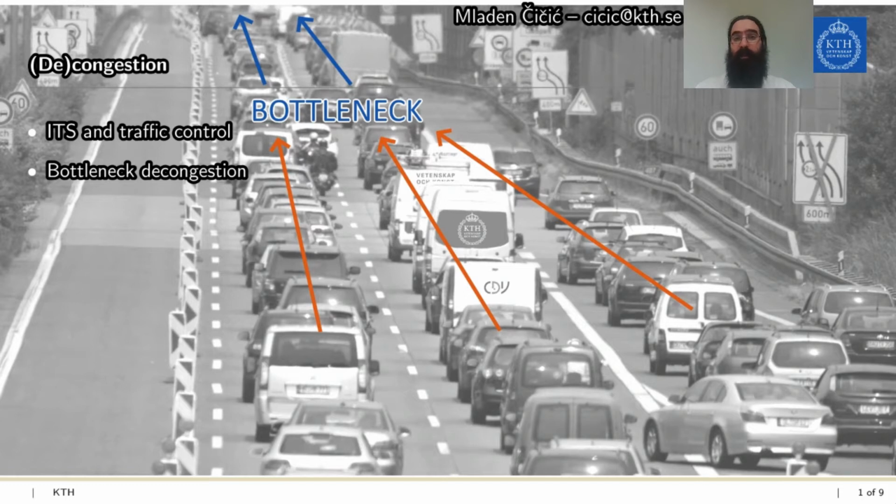So when talking about traffic control in general, one problem that we are often interested in tackling is bottleneck decongestion. So if you have a road of 3 lanes going into a road of 2 lanes, dropping 1 lane, then this lane drop constitutes a bottleneck, and unless the traffic is very light, we are very likely to see some congestion building up at this bottleneck.